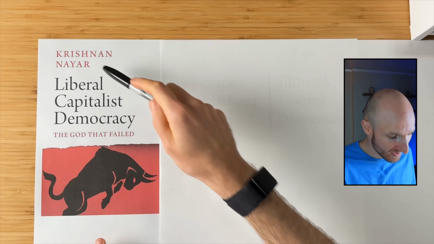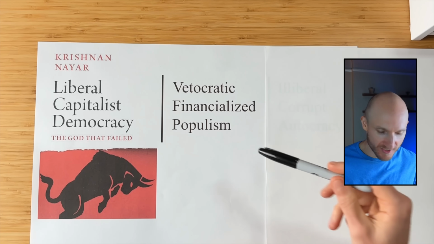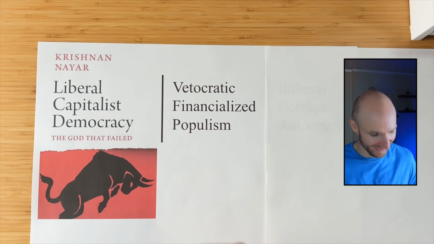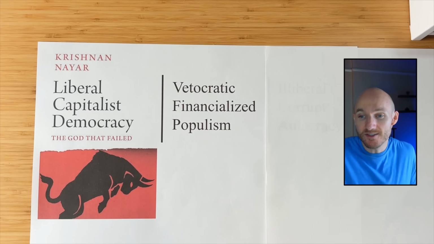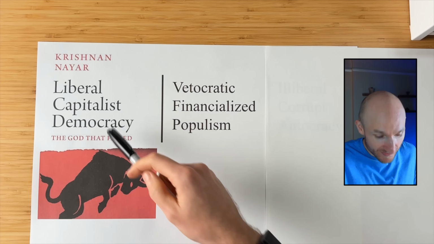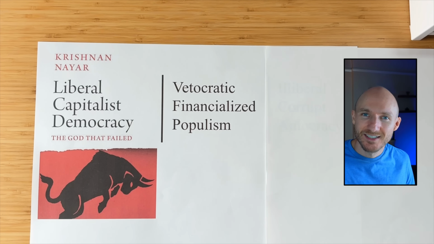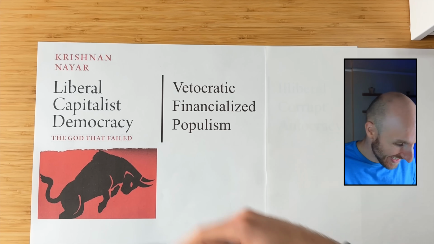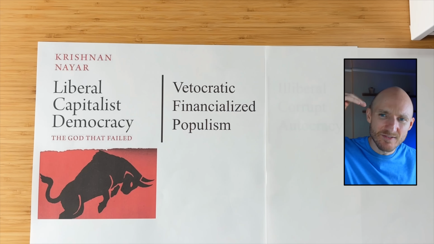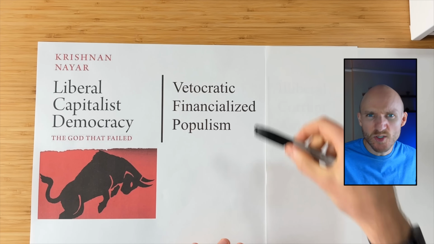But as both Fukuyama and Nayar say, it's kind of this God that failed. And so what we now have is vetocratic, financialized populism. And what that means is each of these little bits has kind of turned on its head. And so democracy's been good, but if you have too much democracy, it kind of turns into populism. And then capitalism's been good, but if you have too much, it becomes this hyper-financialized world where companies and banks control everything. And then liberalism's been good, but if you have rights and freedoms as the highest level thing, then you have all this NIMBYism, and you have a vetocratic system where you can't build anything anymore.